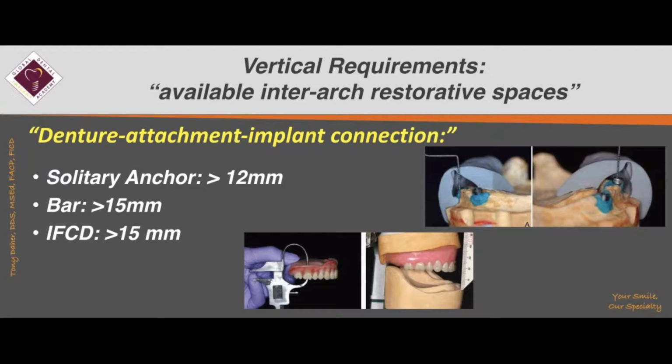And Dr. Goodacre in his retrospective study told us that if this is not well respected, you're going to be dealing with at least 30% chances that the denture is going to break at this attachment location. So if you're going to do a solitary anchor, you need at least 12 millimeters of interarch space. Bar or hybrids, you need more than 15 millimeters. How can you tell? It's mostly, as I said, when you're doing that pre-surgical denture, you can do all the measurements that you want, and you can familiarize yourself with how much interarch space is available.